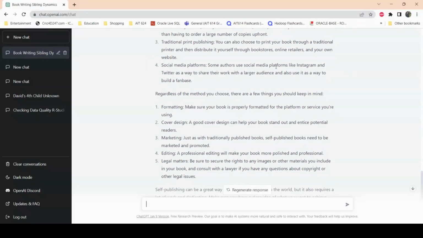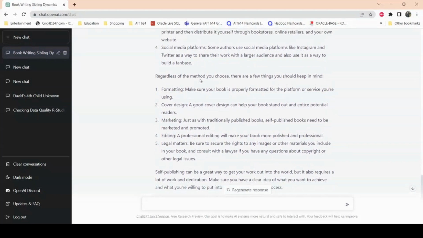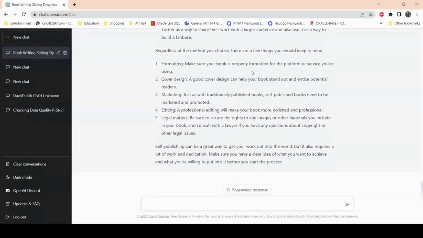Social media platforms. Some authors use social media platforms like Instagram and Twitter as a way to share their work with a larger audience, and also use it as a way to build a fan base. Interesting. So, regardless of the method you choose, there are a few things you should keep in mind.